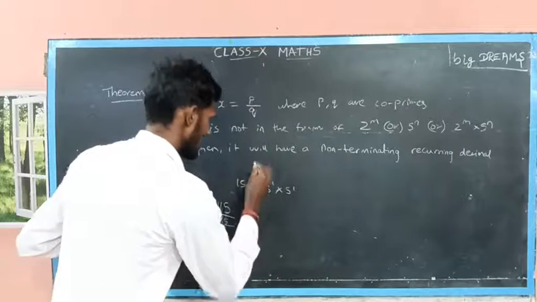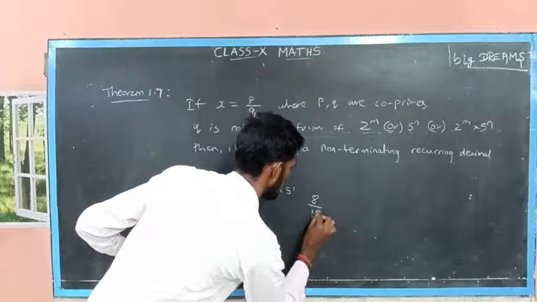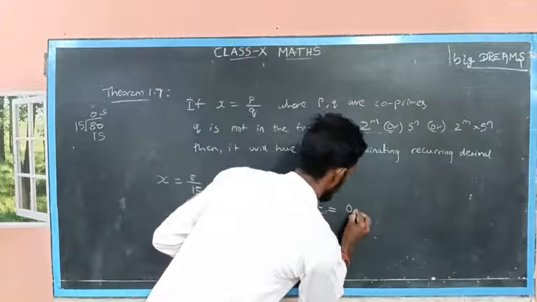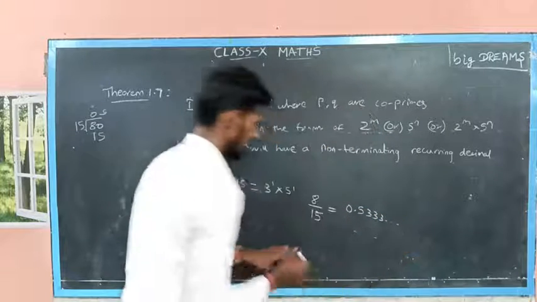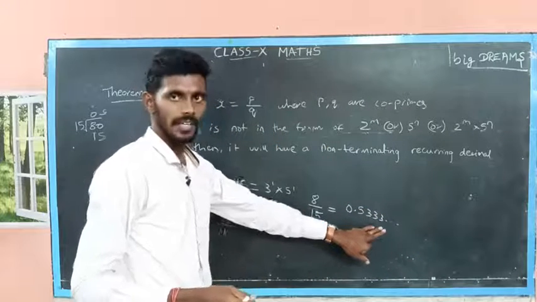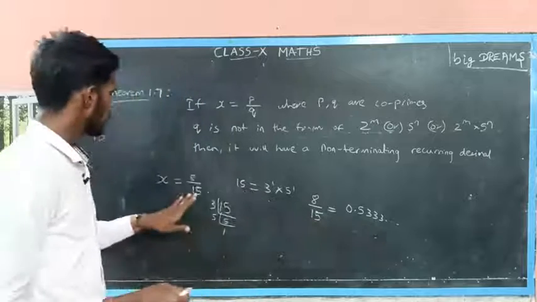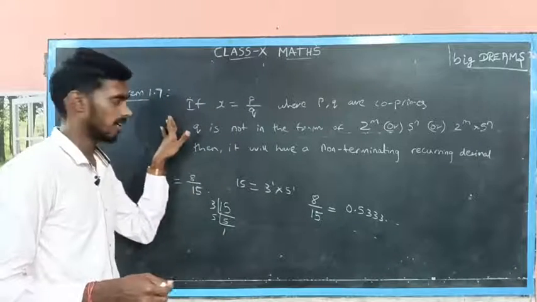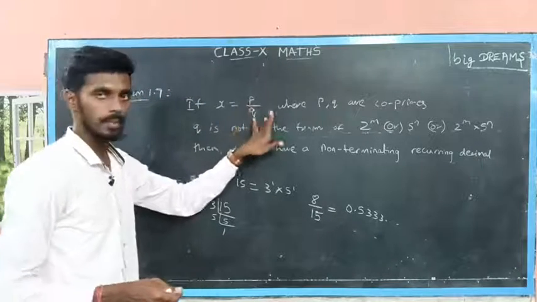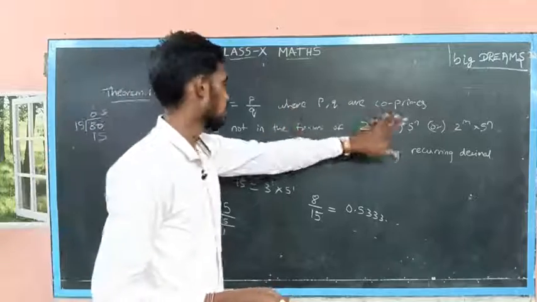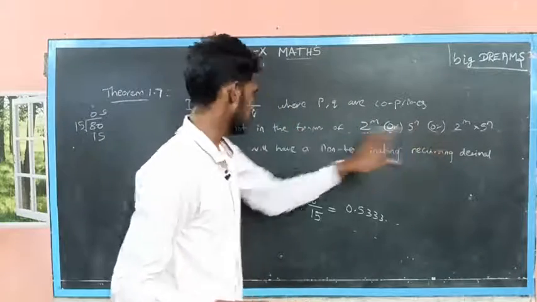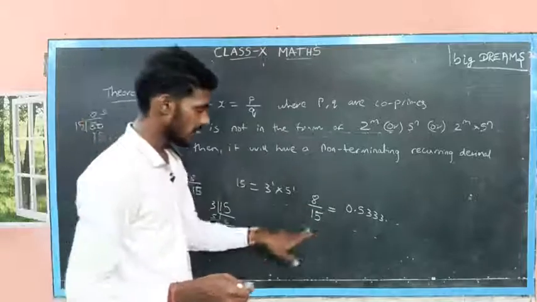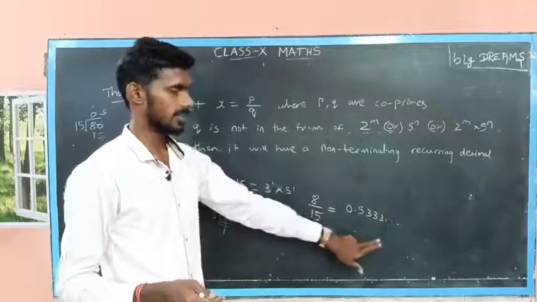Previously I have seen that the value of 8 by 15 is 0.5333, and it goes on like that. So it has a non-terminating recurring decimal. So this is the proof of theorem 1.7. If a number is in the form p by q where both p and q are co-primes and q is not in any of these forms, then definitely it will have a non-terminating recurring decimal.